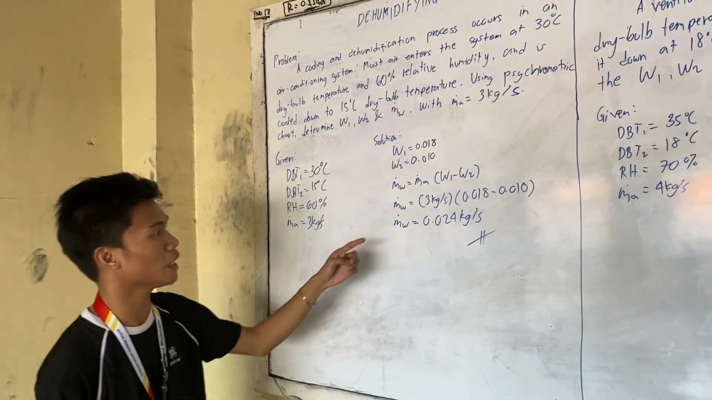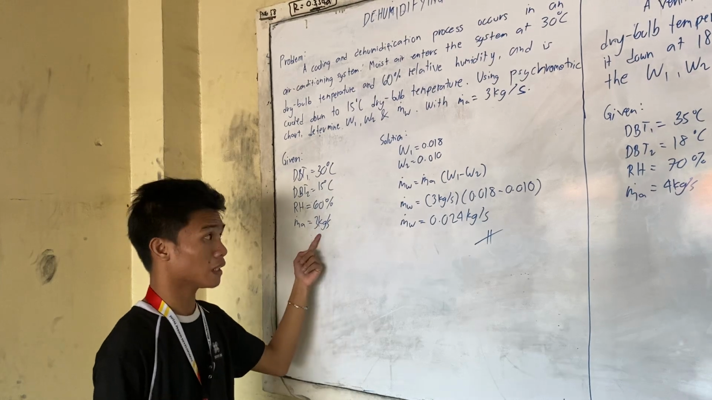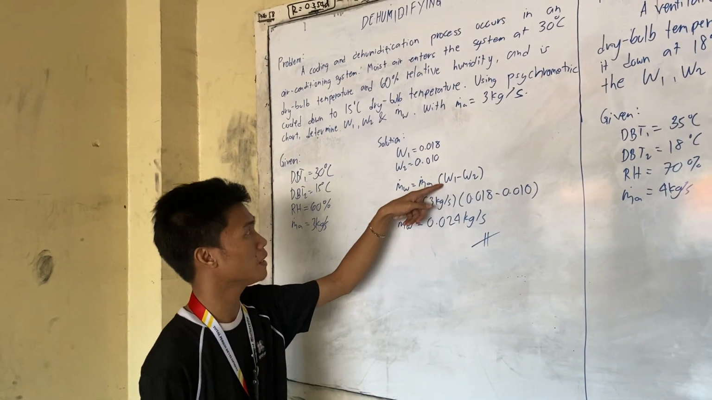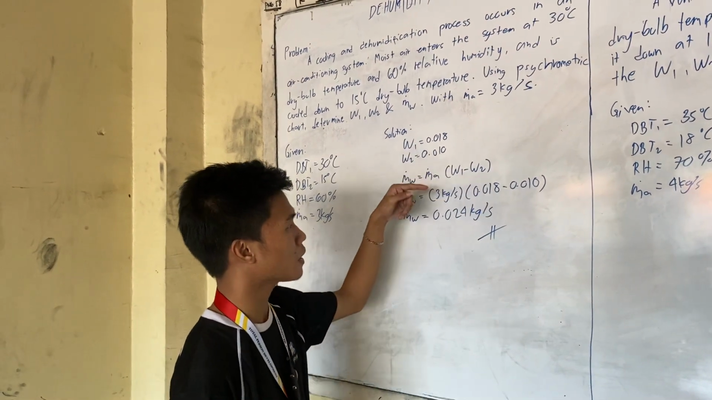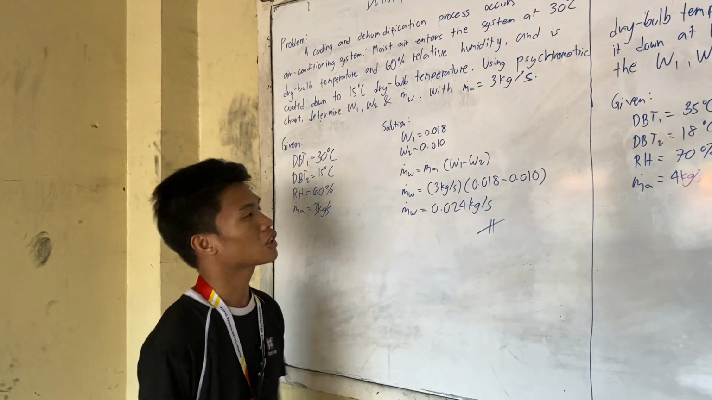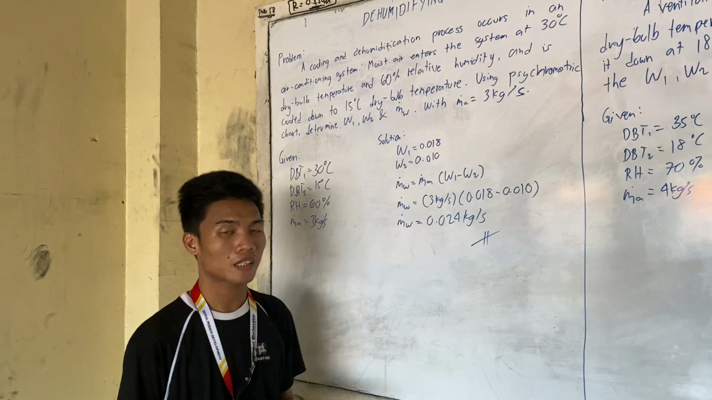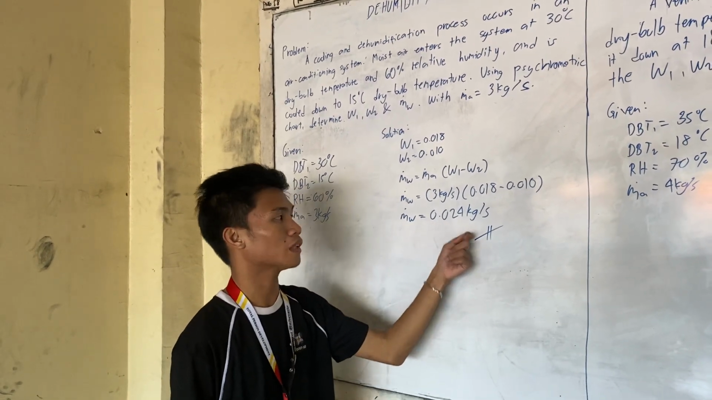So by substituting, our mass flow rate of air is 3 kg per second, and our specific humidity 1 is 0.018 minus the specific humidity 2 of 0.010. So by using calculator, we can now get our mass flow rate of our water value 0.024 kg per second.